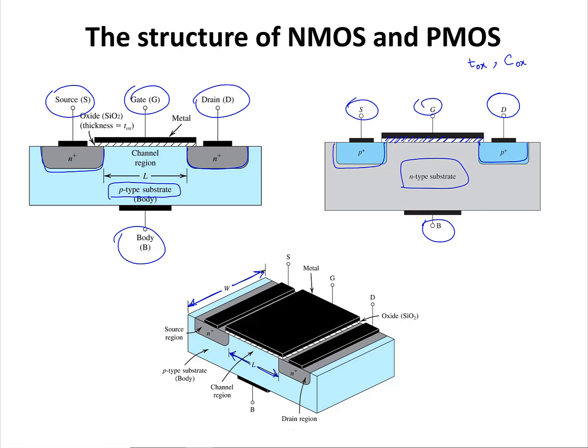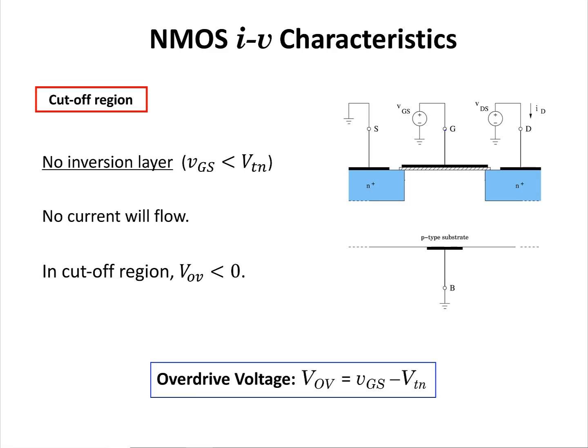and the capacitance of this oxide layer is shown with C ox. The first region of operation of an NMOS transistor that we are going to study is the cutoff region. In the cutoff region, there is no inversion layer generated under the gate, so there is no channel under the gate for an NMOS transistor. As a result, there is no path for the current to flow from drain to source.